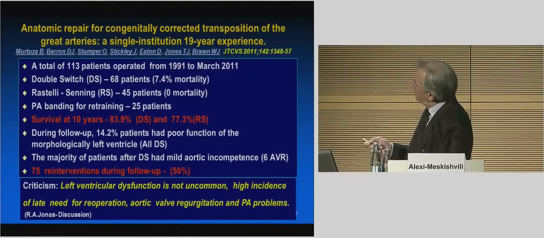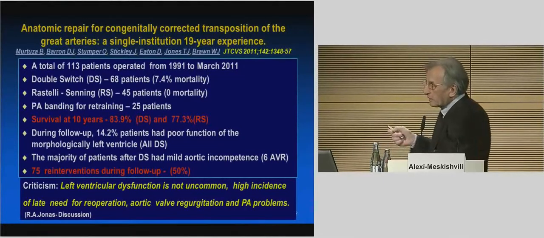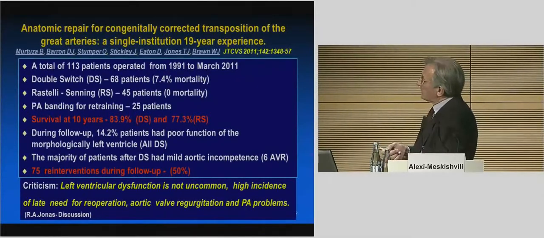And during follow-up, 40% of patients had full ventricular function of the morphologic left ventricle. And the majority of patients with double switch had mild aortic incompetence. Many patients underwent aortic valve replacement. 75 interventions, including catheter intervention and surgery, is almost 50%.